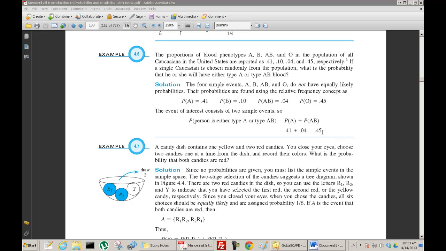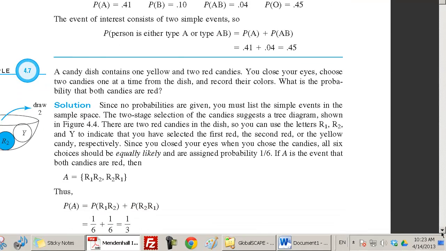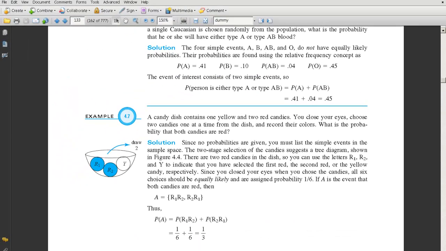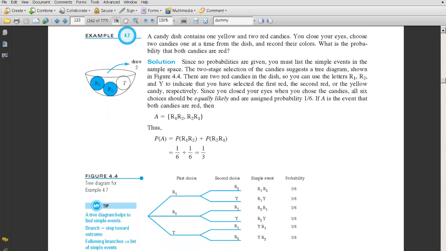Okay, let's continue with calculation of probabilities. I'll let you just read this example here, so you can stop the video and read that, and then you can also read this one.